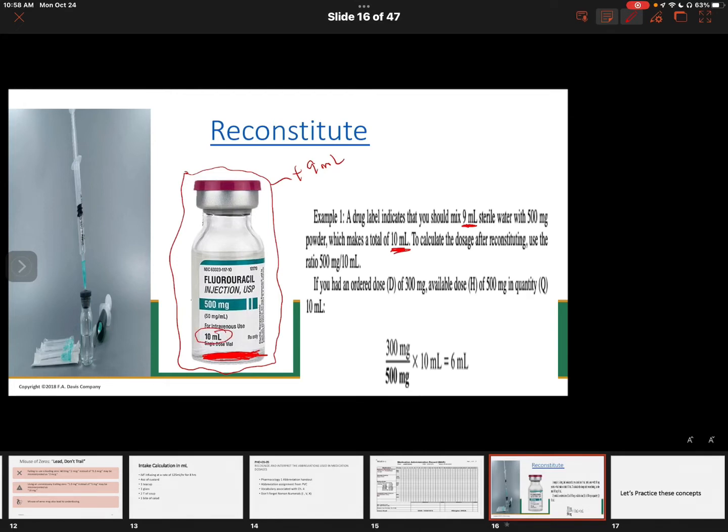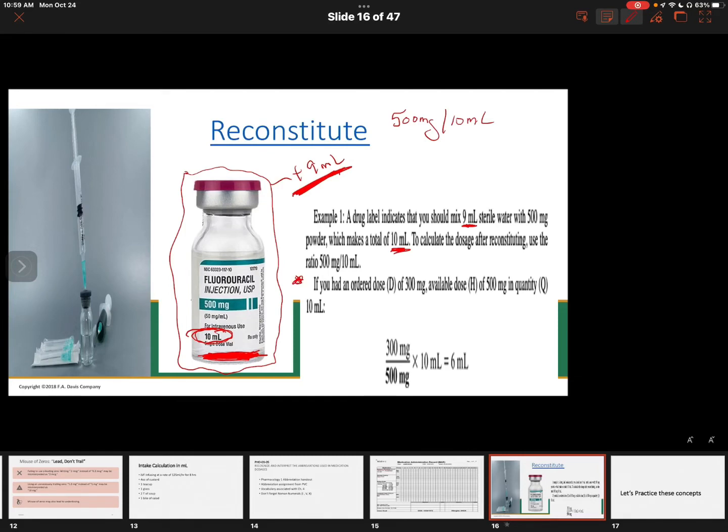So when we originally picked this up, it just had a little bit of powder at the bottom of it. After we added the 9 milliliters of fluid, it now contains a total of 10 milliliters of fluid. So what happens is this now is 500 milligrams per 10 milliliters.